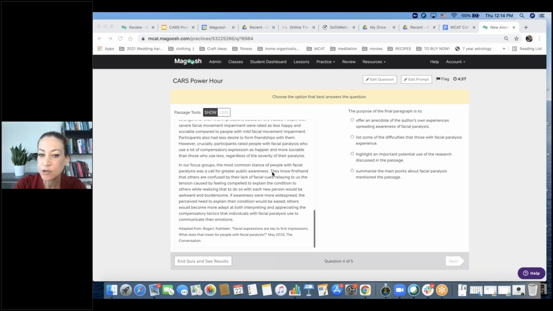Summarizing, you might get that in some ACT passages, some SAT passages, but in CARS, you rarely see that. So that could be eliminated probably by somebody who hadn't read the passage but had a lot of experience.